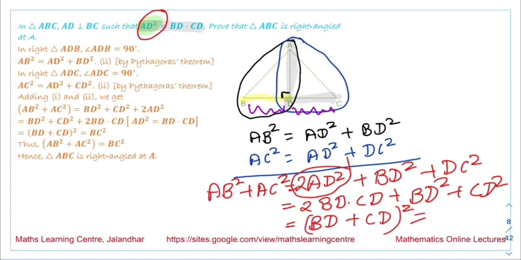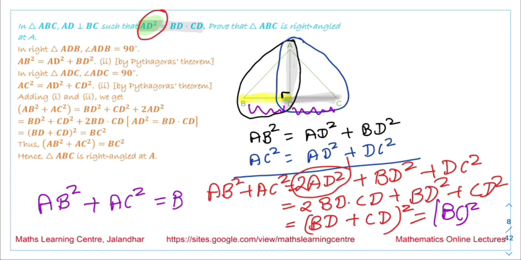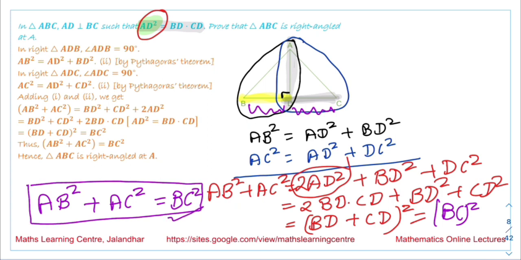Now what is BD plus CD? This is BD length, this is CD length. So the total length we have is BC square. So we get AB square plus AC square is equal to BC square. This means that Pythagoras theorem holds over here. We are saying the length of BC square is equal to the sum of squares of these two sides. So the angle opposite to this side will be 90 degrees, and this is what we have to prove.